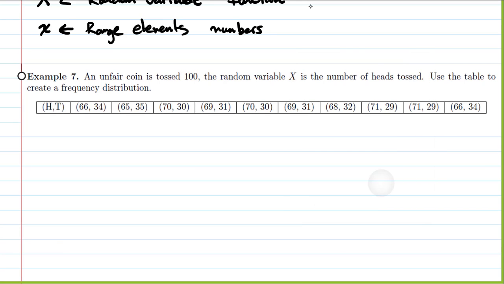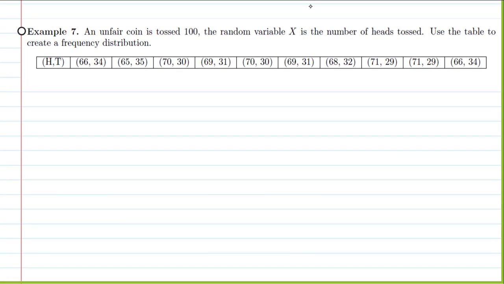The random variable x is the number of heads that are tossed. Use a table to create a frequency distribution. Okay, so our experiment this time, as we said, was we tossed a coin 100 times. We know it's unfair, and our random variable x is the number of heads that are tossed. So if we start looking at the number of heads that were tossed, that's going to be our first column, or our first coordinate.